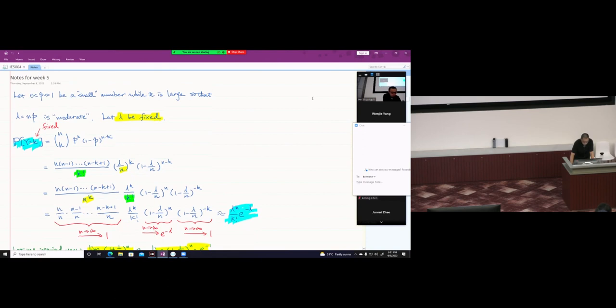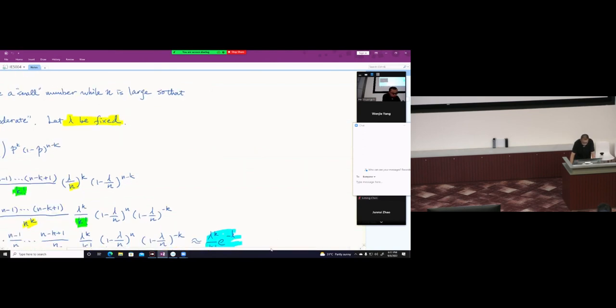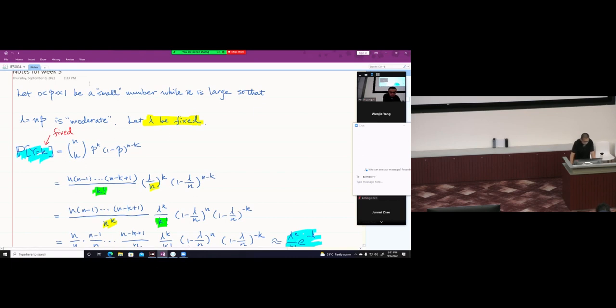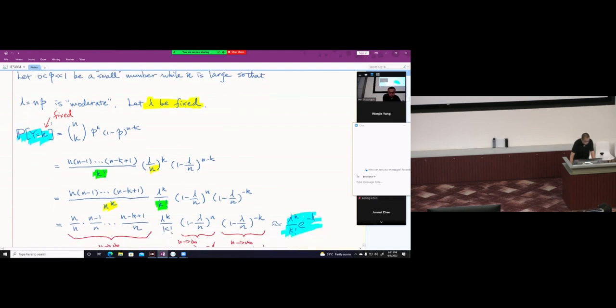So I have some derivation here. Again, the idea is p is small and n is large, right? And n times p is equal to lambda, which is a moderate number. We wish to calculate the probability that we will see k heads. Of course, this is just a binomial random variable, right? Flip n times, what is the probability that we will see k heads? So we just follow the PMF of binomial: n choose k times p to the power of k, 1 minus p to the power of n minus k, right?